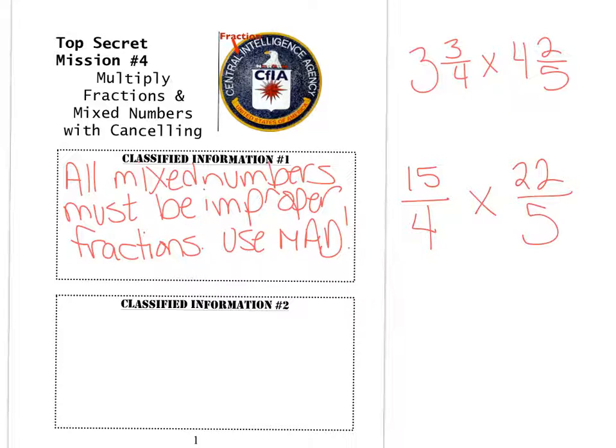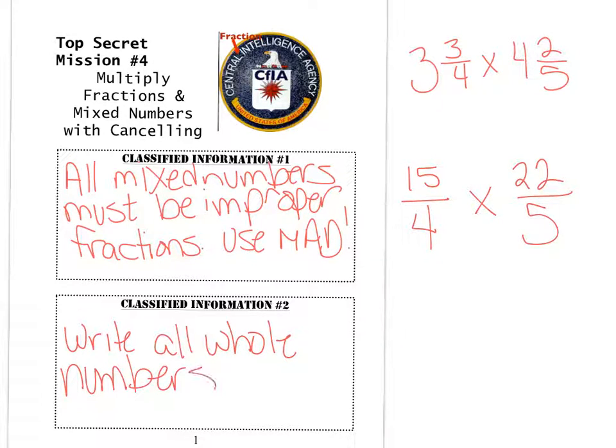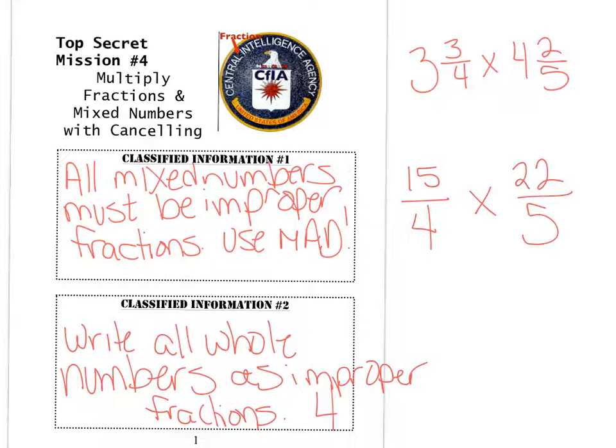Classified information number 2 is to write all whole numbers as improper fractions. We don't have a whole number in this example, but if we did, we would write it over 1. I'm just going to write this down. So for example, 4 would equal 4 over 1. Okay? Go ahead and go to your next page.